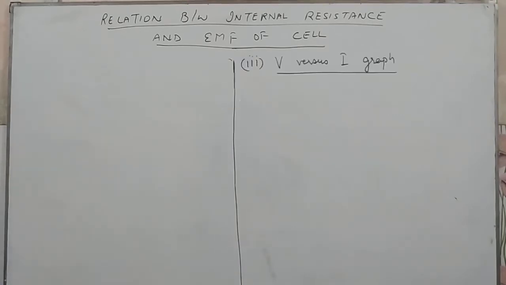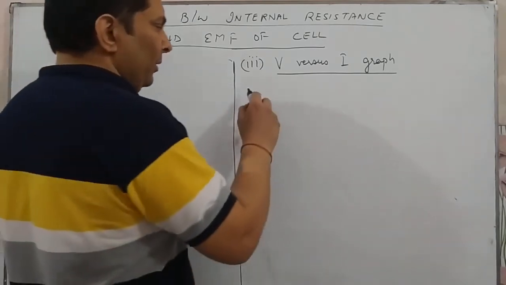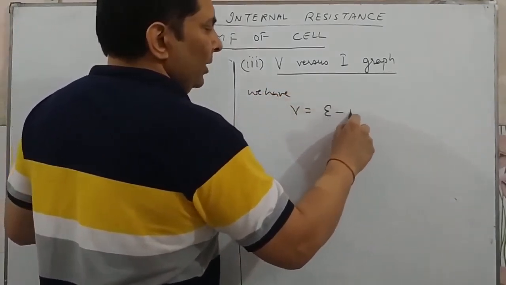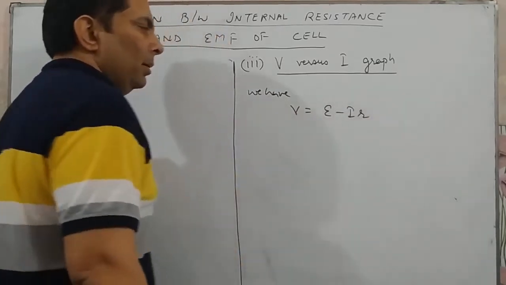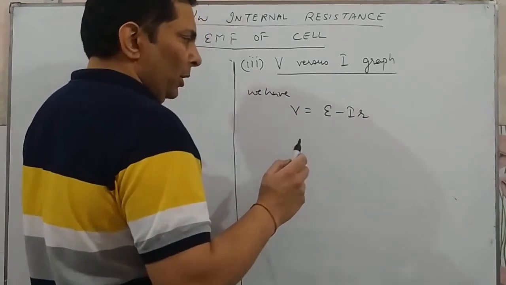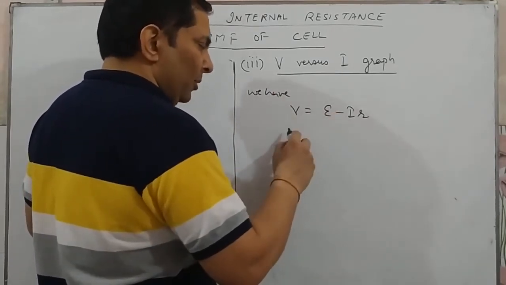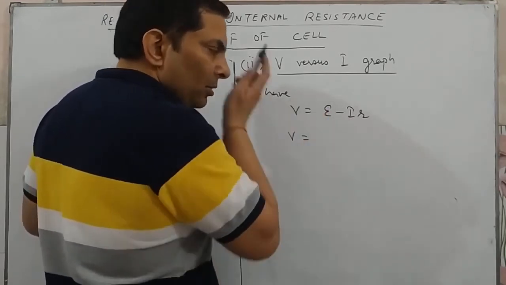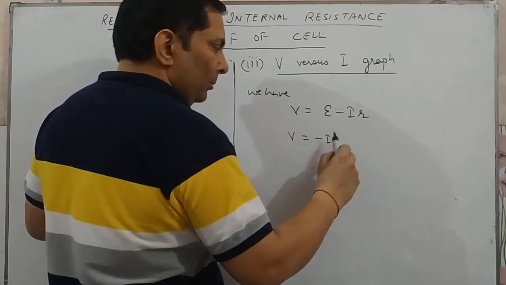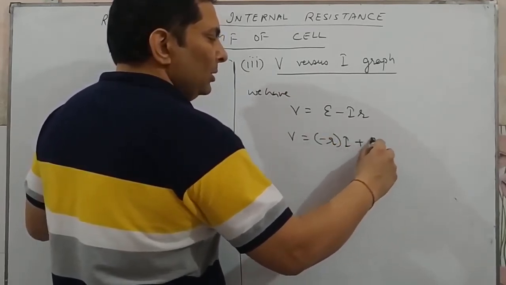Third is the V versus I graph. We have V equals E minus I R. Now, if you want to plot a graph between V and I, for that purpose we'll take a little bit of modification right here. We write this as V equals minus R I plus E.